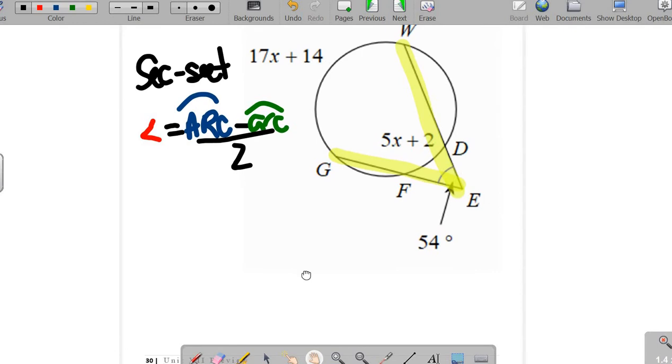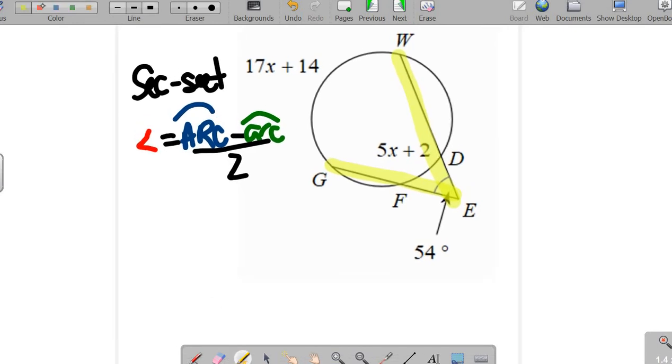Now, very carefully, we circle, plug, chug. When we identify our angle here is 54. So we have 54 is our angle, equals. Our big arc is this whole thing, so that's going to be 17x plus 14 minus, now here's the tricky part, we're minusing this arc right here.